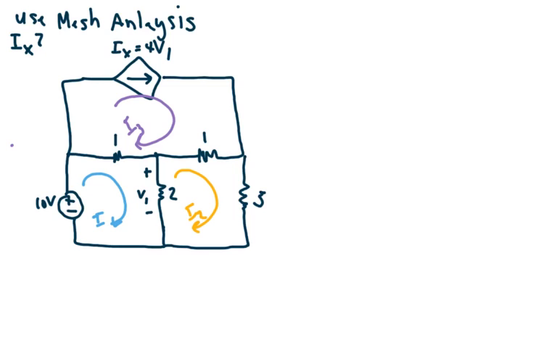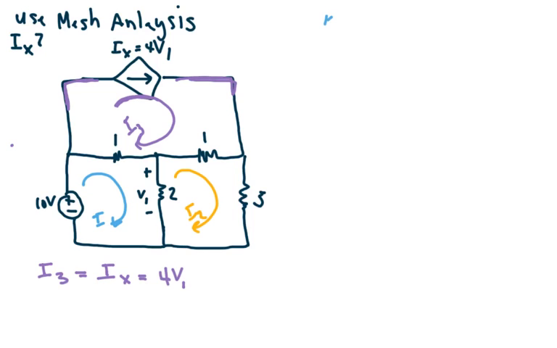Okay, and the thing we want to immediately notice is that I3 is the only current in this branch. So we know that I3 is going to equal Ix, which of course equals 4V1. Now I'm going to do KVL for the I1 mesh and the I2 mesh.